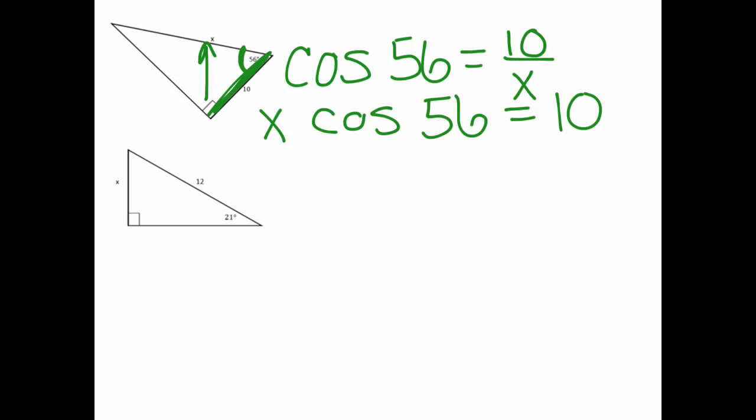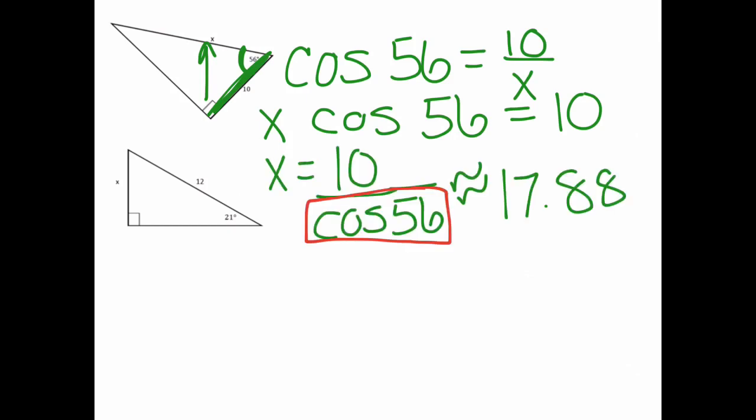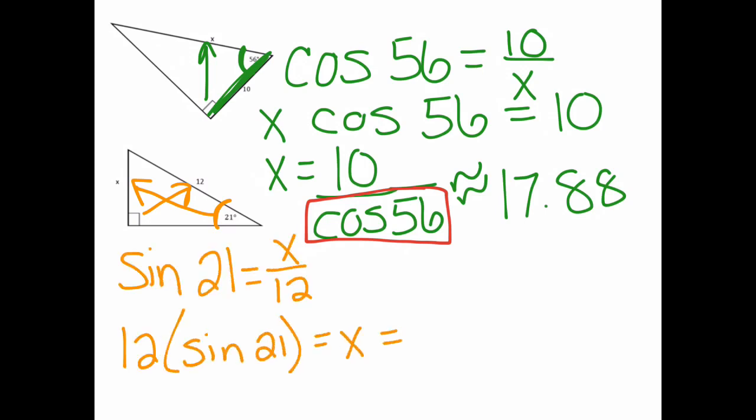And all calculators are different, you guys. Sometimes you have to put the 56 in first and then hit cosine, and sometimes you have to hit cosine first and then hit 56. It varies by calculator. To do our second question here, I'm going to start with angle 21. I am definitely going to use the hypotenuse here, which is 12, and then x is all the way across, so it's the opposite. So we're going to use the sine of 21, opposite and hypotenuse. And when I solve this for x, what I get is approximately 4.3.